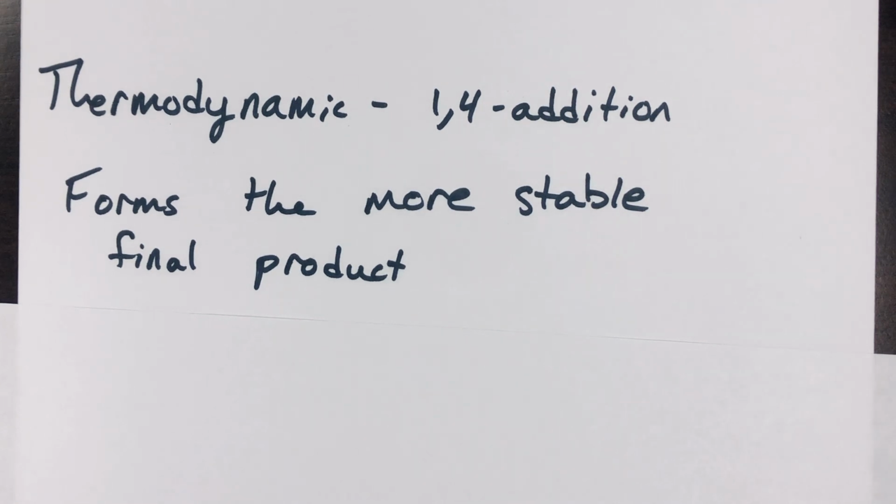That will make more sense with an example, but you will see 1-4 addition, and that refers to thermodynamic products. The difference between kinetic and thermodynamic is that the thermodynamic product is the more stable final product, usually formed through a less stable intermediate, like was mentioned in the kinetic portion of the introduction.